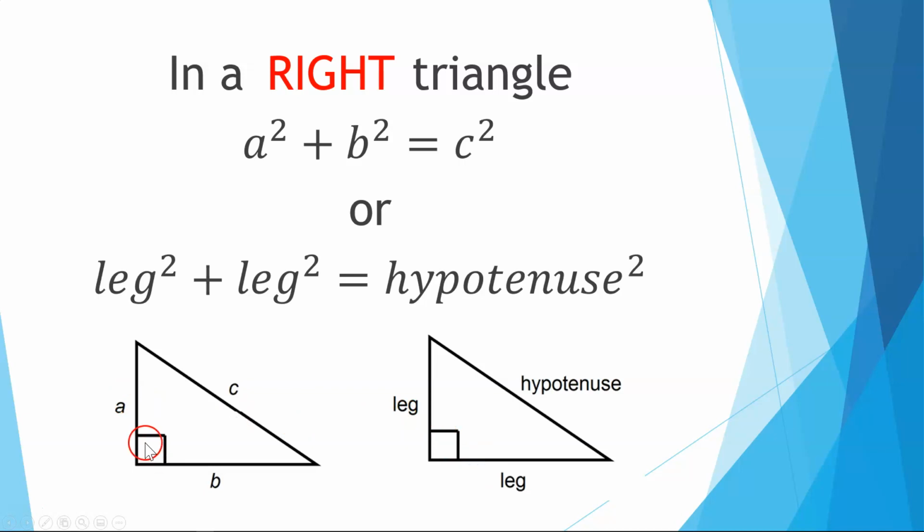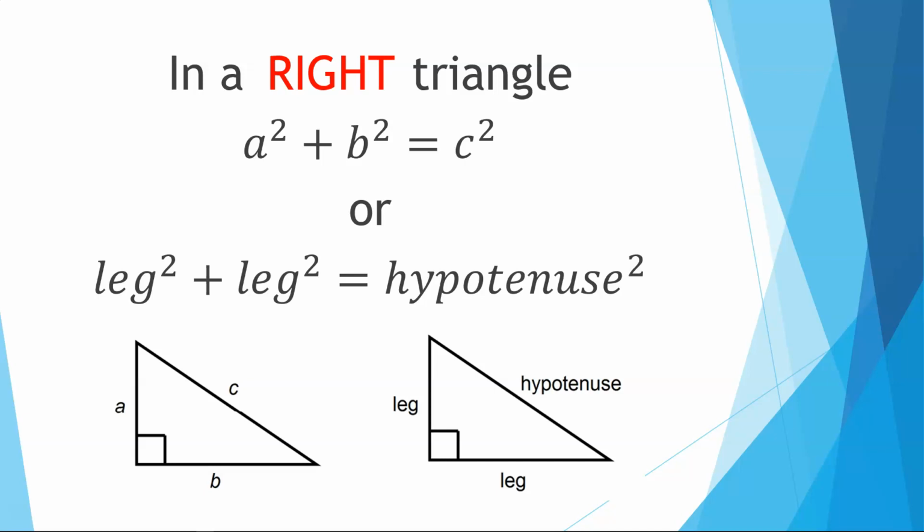So the legs are the two sides right next to the right angle, and the hypotenuse is the long side. It's the side across from the right angle, and the hypotenuse is always c. The hypotenuse is always the one that ends up by itself on one side of the equation. So this kind of looks weird. Why are these squared? What exactly does this mean?